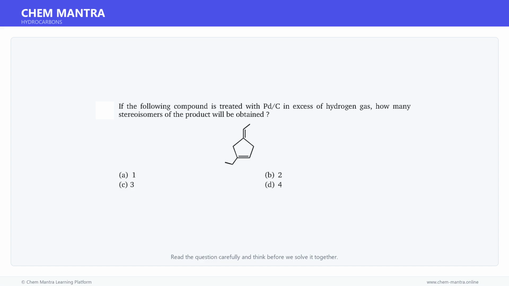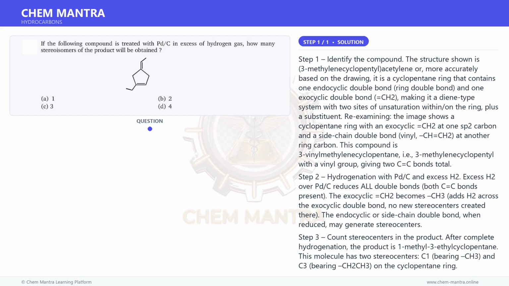Here is a question. Read it carefully and think about the answer. Let us solve it step by step. Let us begin solving this step by step. Step 1. Identify the compound.